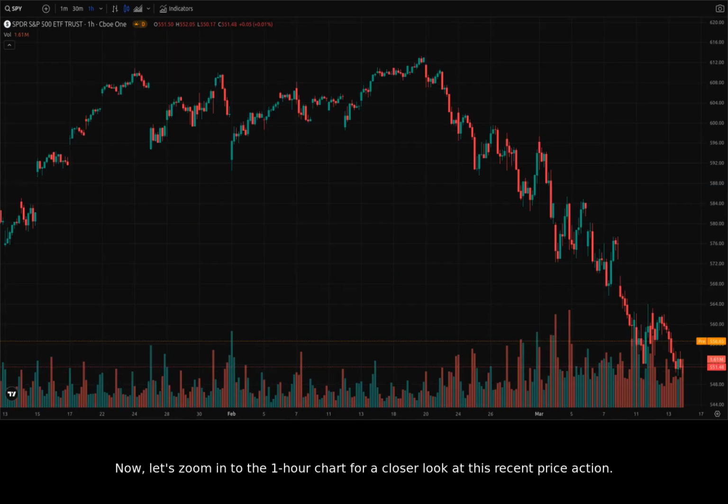Now, let's zoom into the one-hour chart for a closer look at this recent price action. On the one-hour chart, the bounce looks a little more significant, creating a potential short-term uptrend. However, we need to be cautious as the overall trend is still downward. The 565 level seems to be acting as resistance.